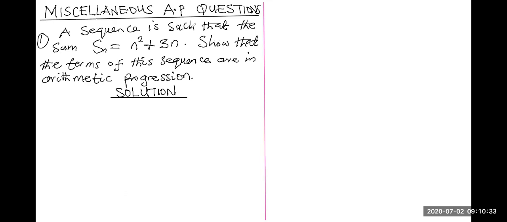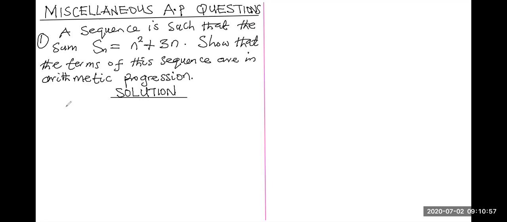All right, so we can call this miscellaneous problem 1, because I'm going to take other miscellaneous problems when I finish AP and GP. Okay, number 1: a sequence is such that the sum Sn is equal to n squared plus 3n. Show that the terms of this sequence are in arithmetic progression.